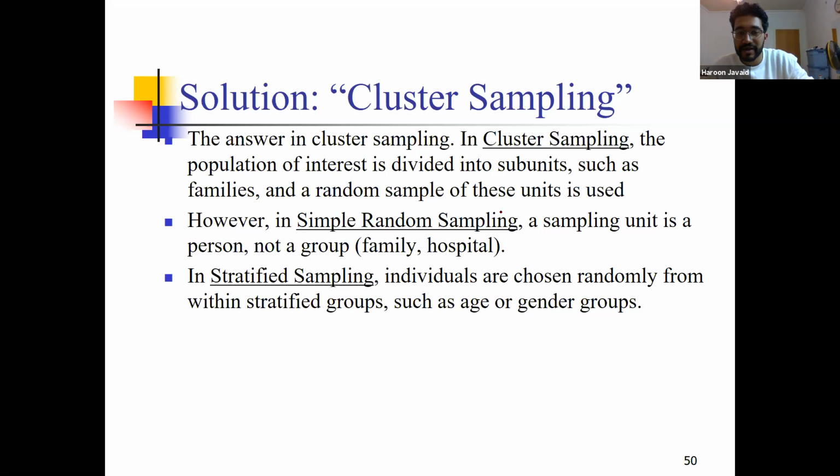In cluster sampling, we are dividing the population of interest into subunits, such as families. A random sample of these is used. In simple random sampling, it's not a group that is selected, it's an individual. In stratified sampling, first we stratify them into different groups such as age and gender. These groups are supposed to be exhaustive and mutually exclusive.